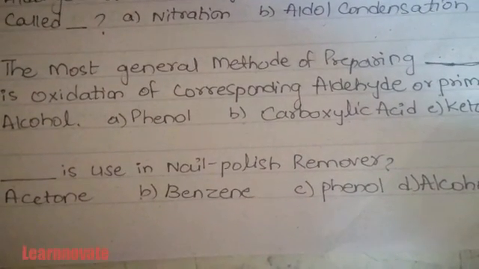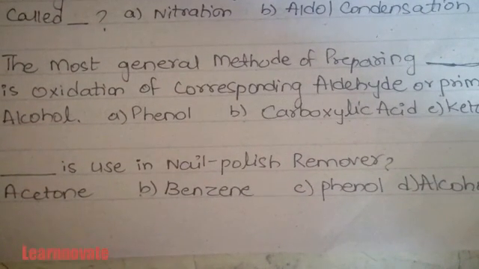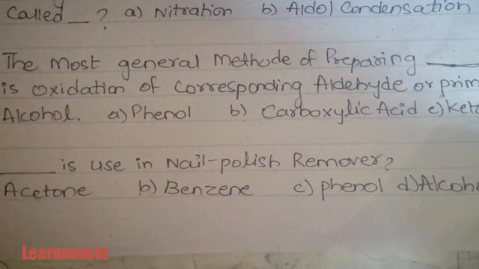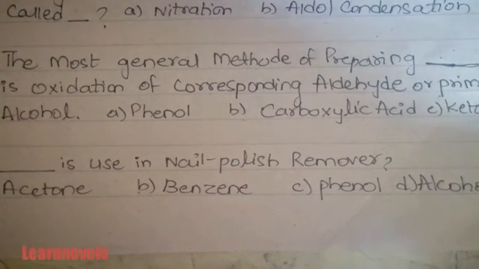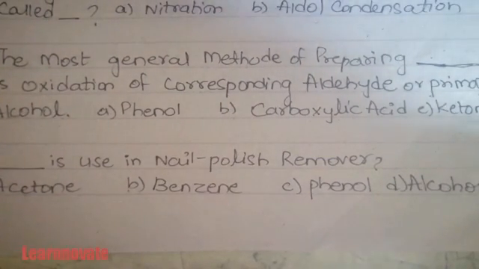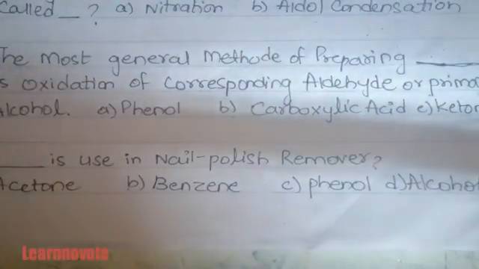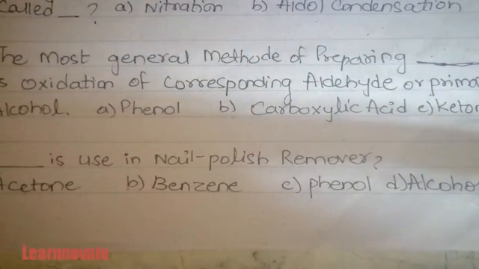Question number 7 says, dash is used as a nail polish remover. A, acetone. B, benzene. C, phenol. And D, alcohol. So again, this is a bit easy question, that is simply the uses of all of the following compounds you should know to answer this question.